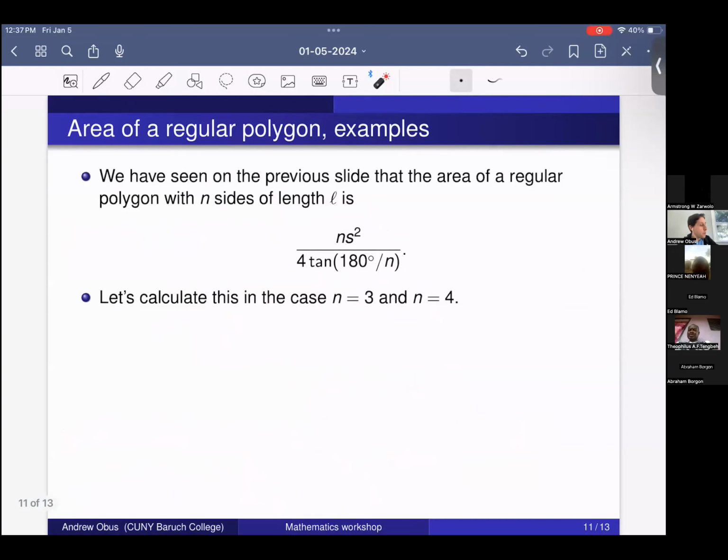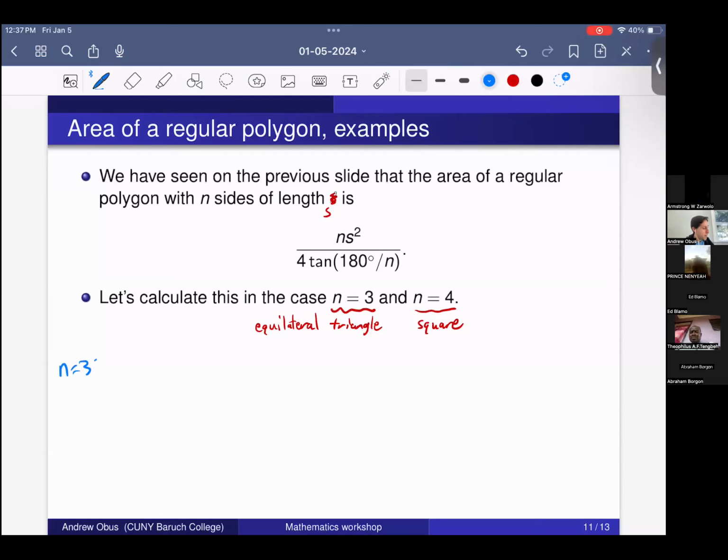So we've seen on the previous slide, I don't mean L, I mean s here, that the area of a regular polygon with n sides of length s is given by this formula, ns squared divided by 4 times the tangent of 180 degrees over n. Let's calculate this for two nice familiar cases. This is a triangle, and this is a square. And this is not just any triangle, but an equilateral triangle, because it's a regular polygon. So let's look at what happens here.